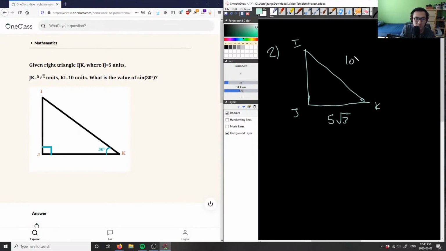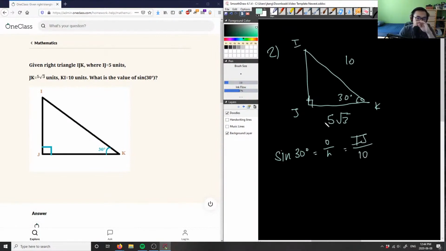So they're asking us, what is the value of sine 30? So this here is sine 30 degrees. So how do we solve this problem? Let's see, what is sine 30 degrees? Well, sine is equal to opposite over the hypotenuse, right? Or you can say it's equal to IJ, which is the opposite side, divided by 10 here.